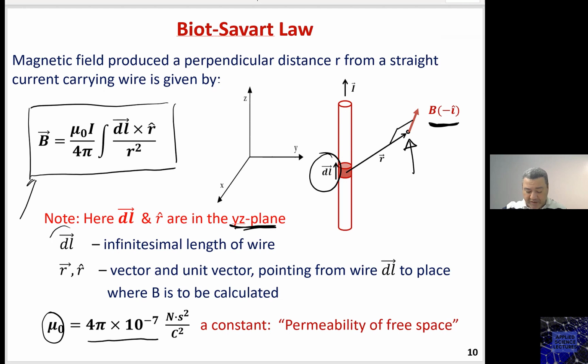And this is my differential element from the wire, and this is my displacement vector and the unit vector for this displacement vector that we will be using, as we did earlier when we calculated the electric field, to calculate the magnetic field for a wire of current.